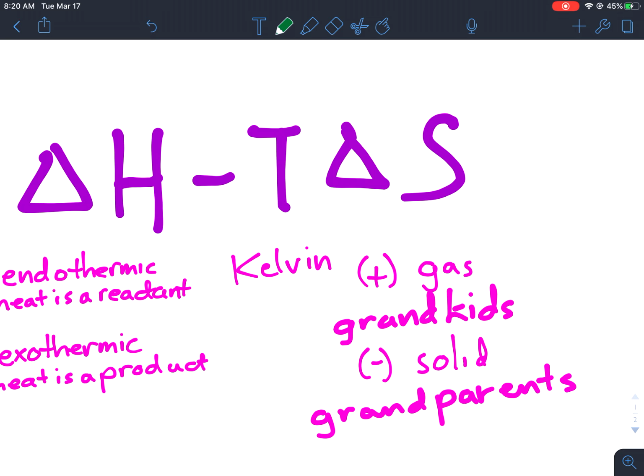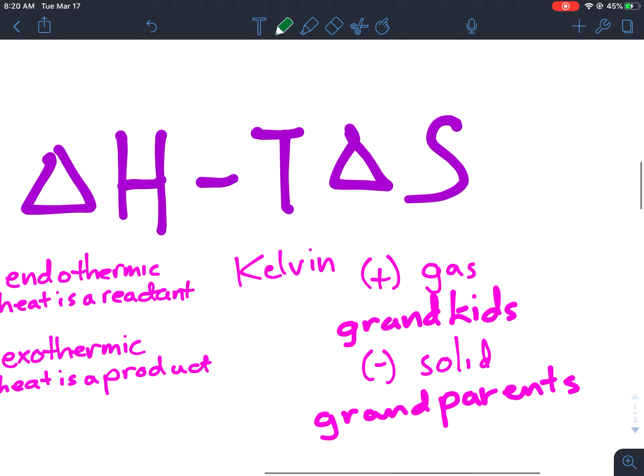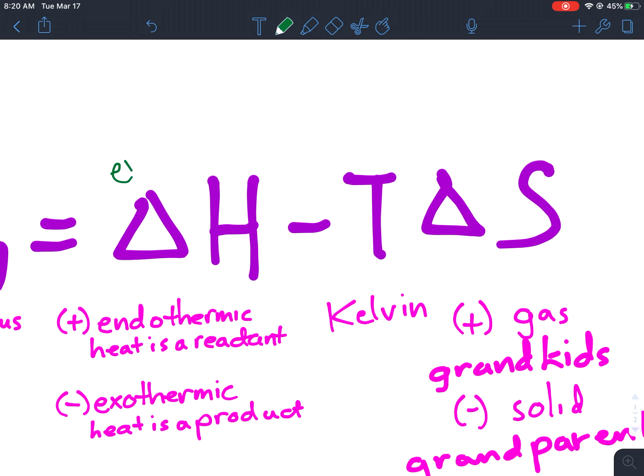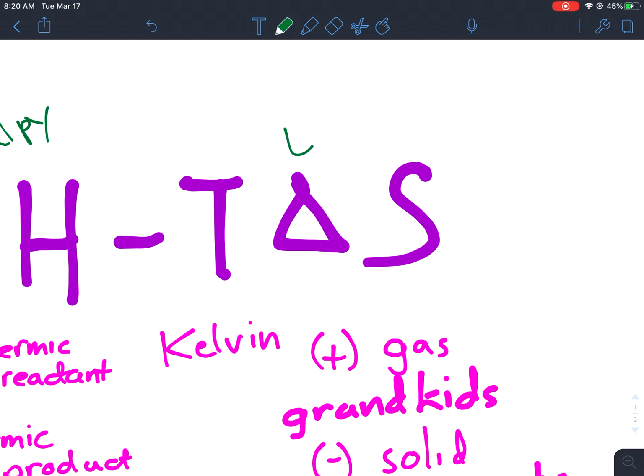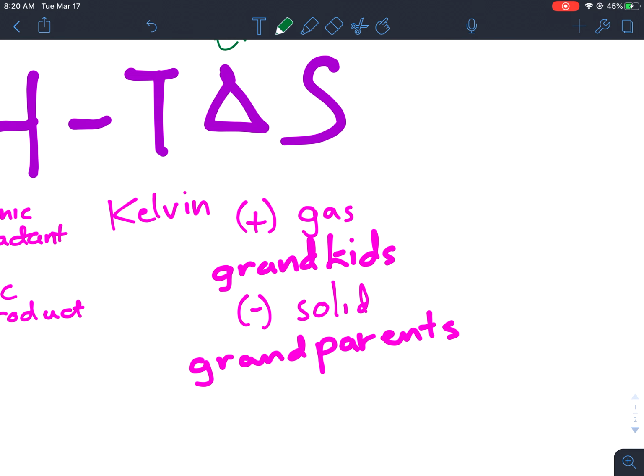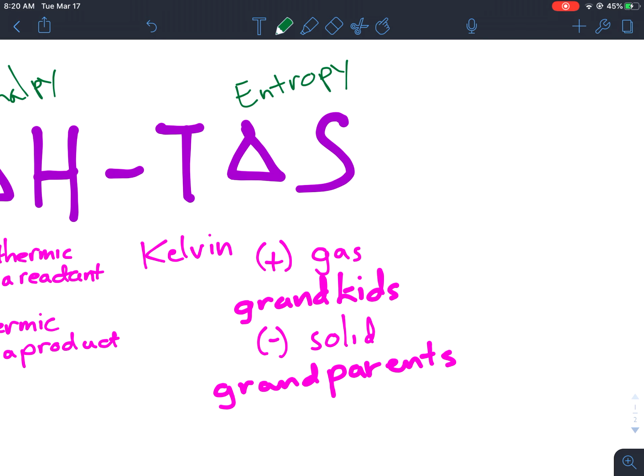Now delta S, entropy. Oh, sorry. Delta H is enthalpy, and delta S is entropy. Okay, entropy can be said as disorder. How much disorder is there? And now you've got to remember, this is a delta S. This is a change in entropy, not necessarily a state of matter.